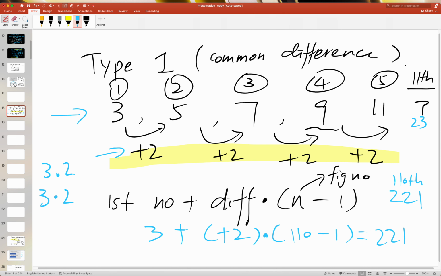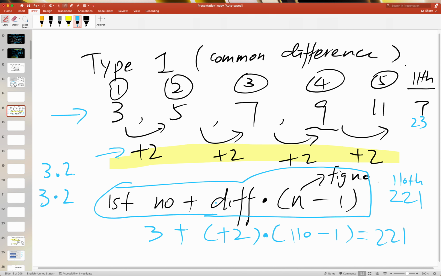So are you clear how to do number pattern? You use the formula. This formula you have to memorize (你要背下来). Okay? Are you clear? Again, yes? Good.